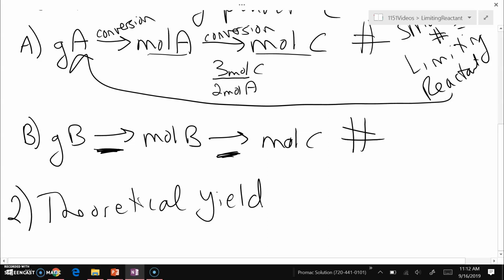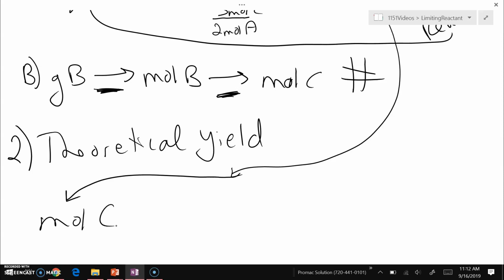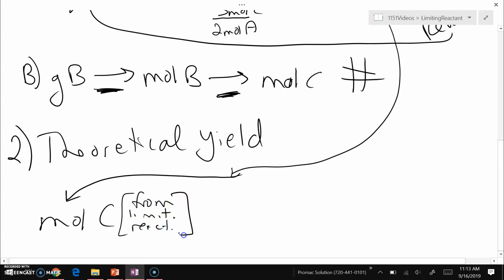We don't measure moles on a balance, we measure mass on a balance. So we take this same number way down here, actually I'll extend my arrow, moles of C from the limiting reactant. We actually don't care about B anymore. We don't care about the moles of C produced from B anymore. Okay, so moles of C, and I'll put a little note, from limiting reactant. We'll just do that.